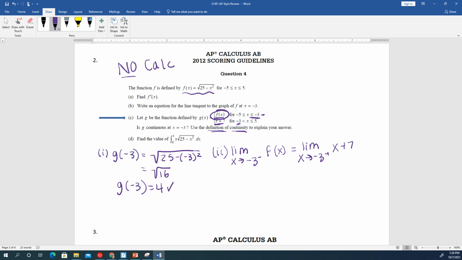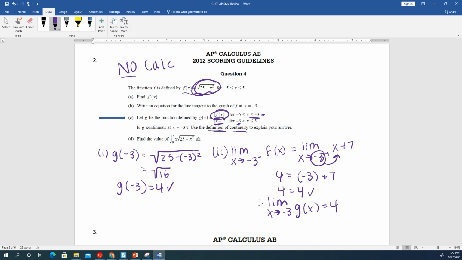So f of x, we just did that. We just plugged negative 3 in and got 4 on that side. Here, go ahead, plug in negative 3. Left and right hand are approaching the same thing. That's good. That means the limit as x approaches negative 3 of g of x is 4. So g of negative 3 exists, and the limit exists.